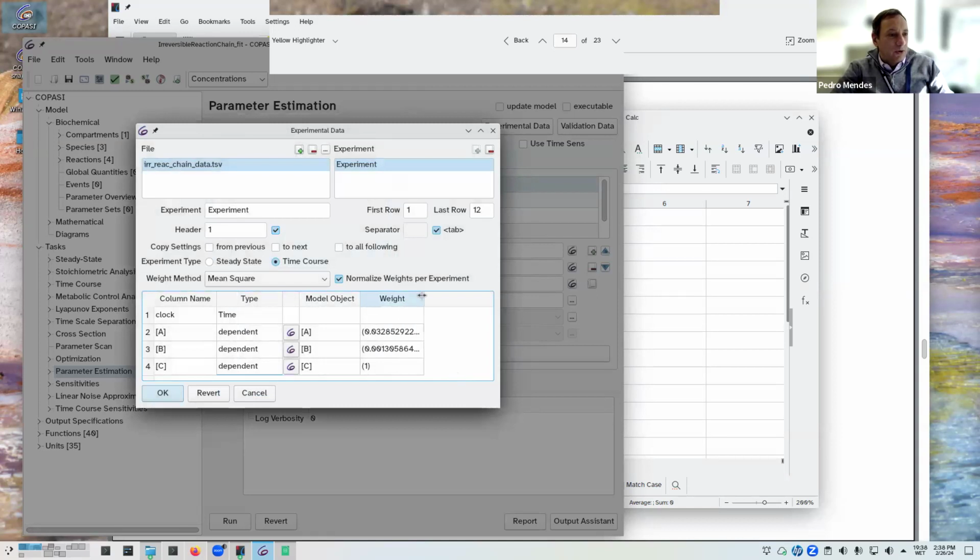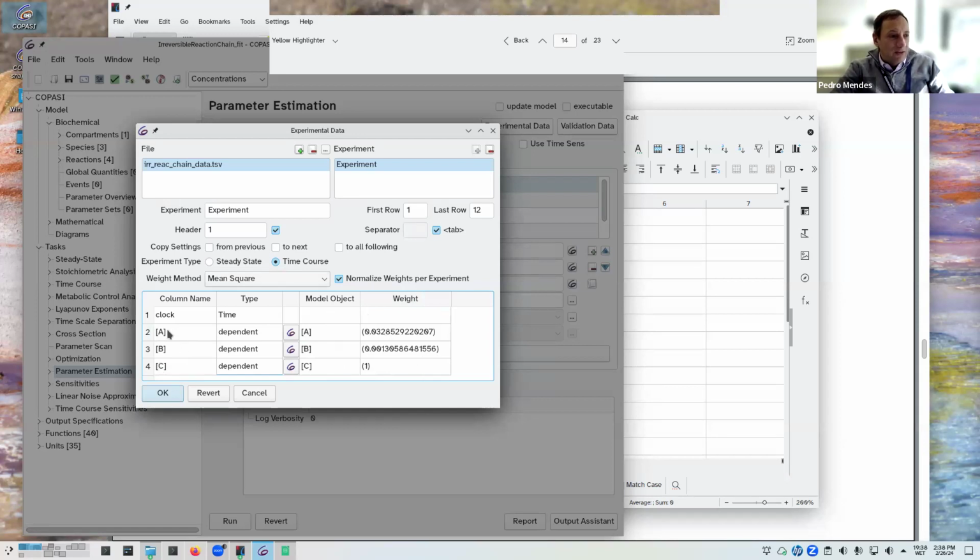Now, what you saw appearing here are these values in brackets on the column that says weight. And COPASI is already automatically finding out how to apply weights to the data such that they will be equivalent, that the time courses of C will be equivalent to the time course of A. And it turns out that A is larger than C.